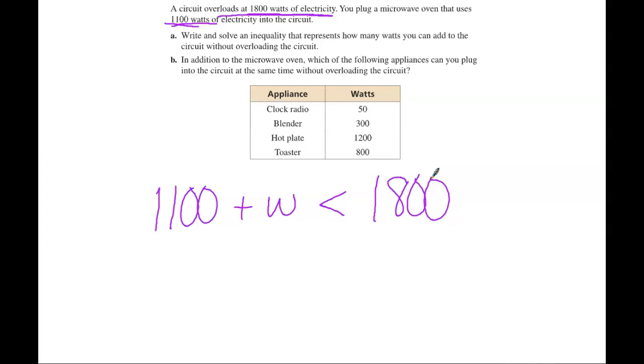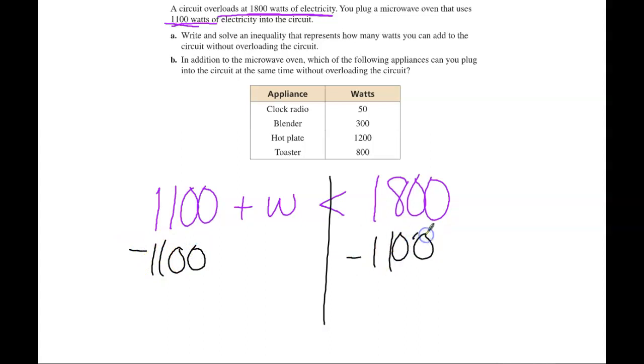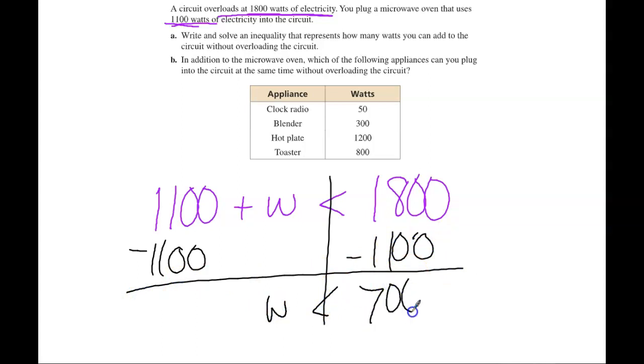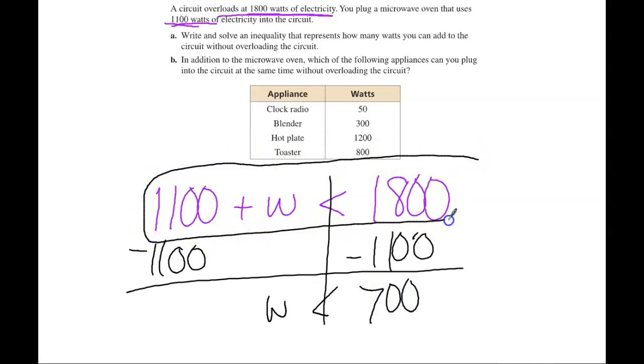So what would I do to solve this inequality? Subtract 1,100. Okay? So if I subtract that, w would be less than what? 700. Okay, so this and this are my answers to part A.